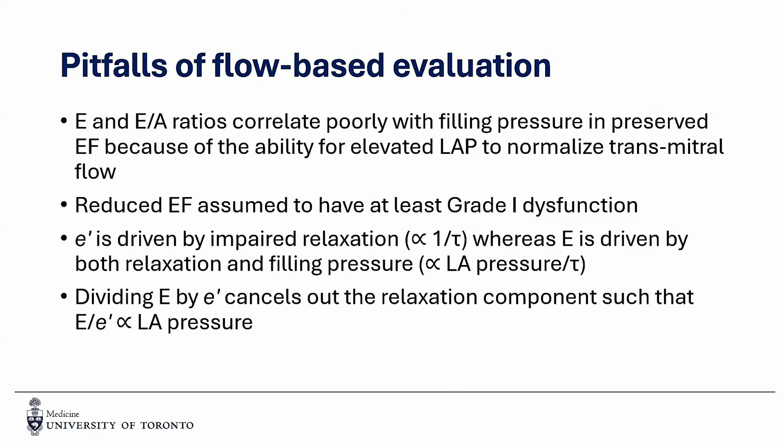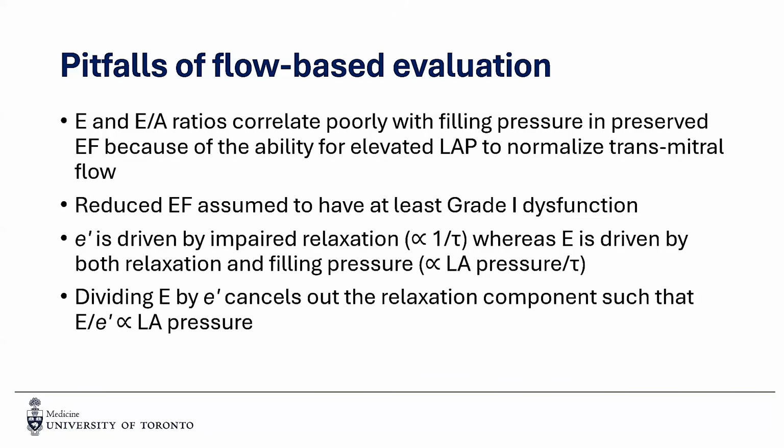So E prime alone is driven by impaired relaxation, whereas E, as we've talked about in some of the previous slides, is driven by both the relaxation as well as the increase in filling pressure, specifically the left atrial pressure, such that E prime is inversely proportional to tau, which is the diastolic relaxation time that we can determine through invasive hemodynamics. And E is directly impacted by left atrial pressure and inversely related to tau.